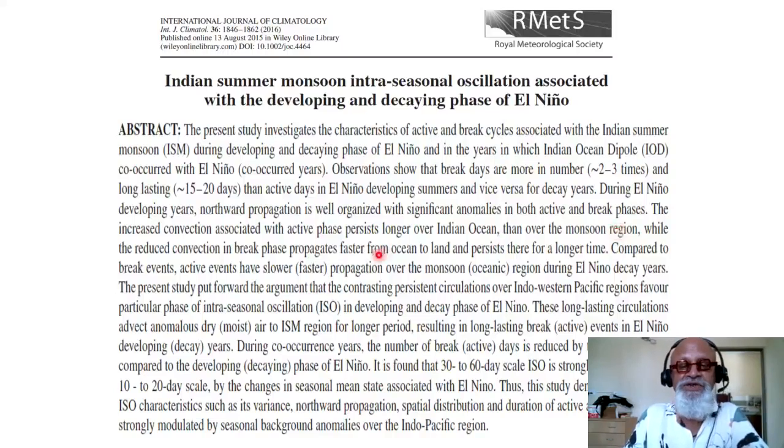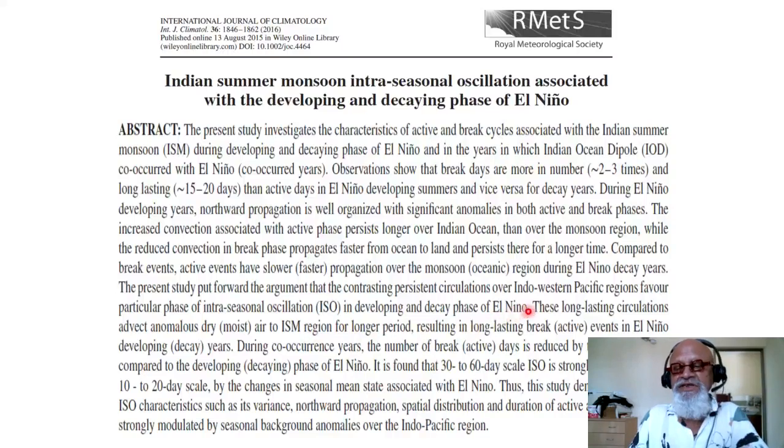The increased convection associated with active phases, active phase persists longer over the Indian Ocean than over the monsoon region, while the reduced convection in break phase propagates faster from ocean to land and persists there for a longer time. So they are talking about propagating features. Compared to break events, active events have slower propagation over the monsoon and faster propagation over oceanic region during El Nino decay years.